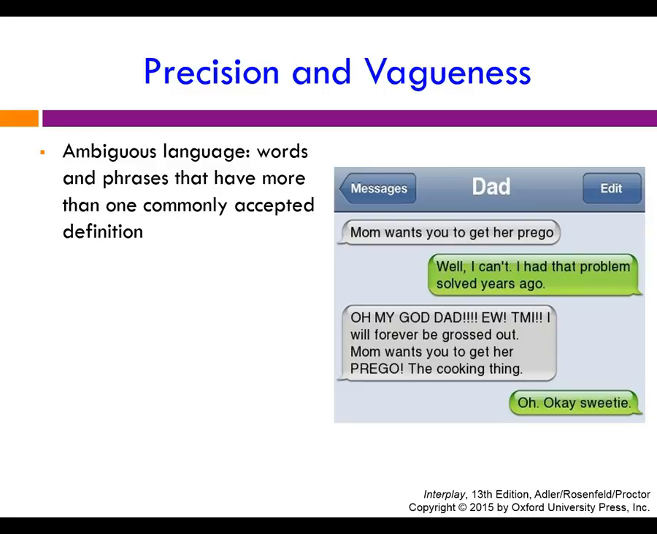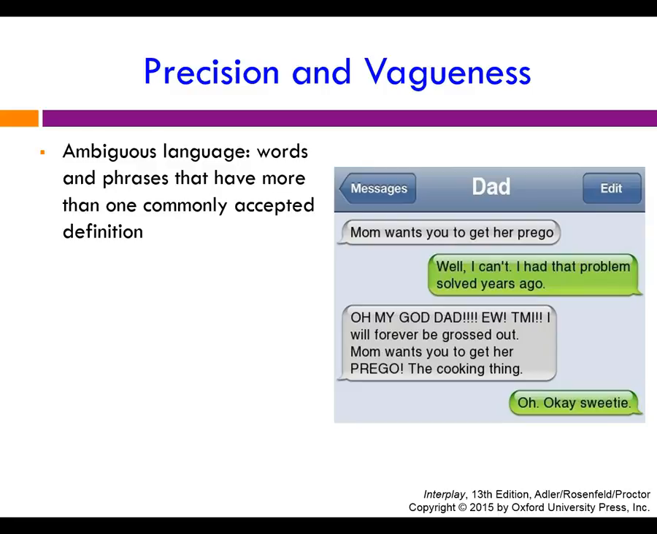As you may be aware, Prego is a type of spaghetti sauce. It also is a slang term that's used for a woman being pregnant. So the first statement can be interpreted in 2 different ways, either as Mom wants you to get her some spaghetti sauce, or Mom wants you to get her pregnant. You can see how the misinterpretation of the word, the ambiguous language, can create confusion.